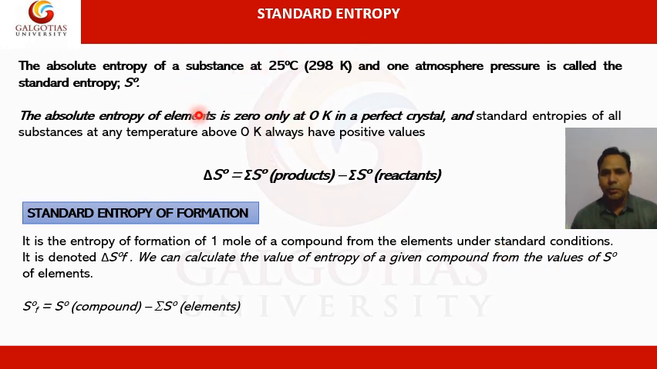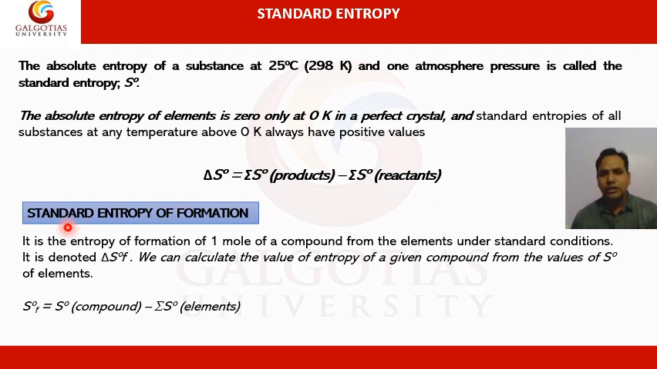Standard entropy. The absolute entropy of a substance at 25 degrees centigrade, that is 298 Kelvin, and 1 atmosphere pressure is called standard entropy, denoted S naught. The absolute entropy of an element is zero only at 0 Kelvin in a perfect crystal, and the standard entropies of all substances at any temperature above 0 Kelvin always have positive values. Here delta S means change in entropy, and delta S naught is the sum of the products minus the reactants.